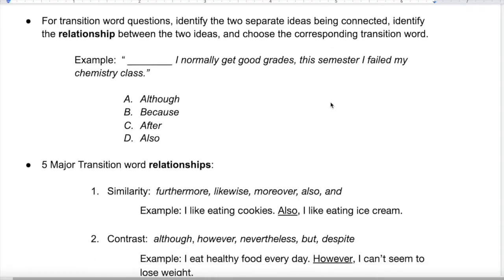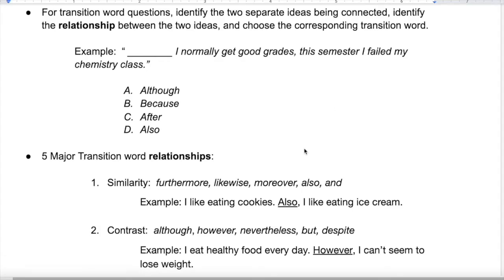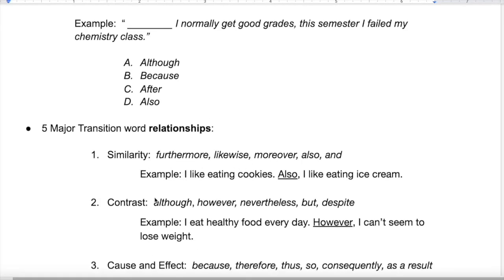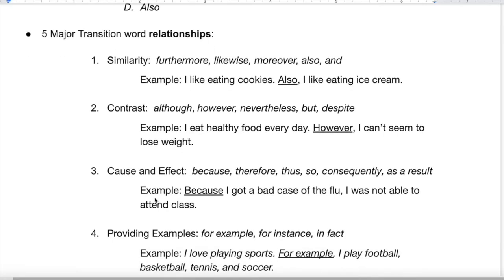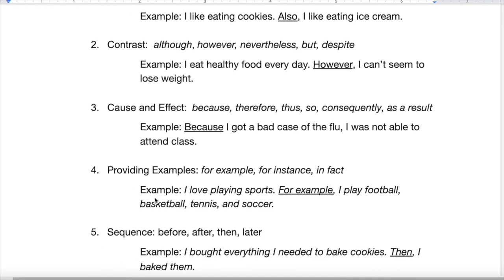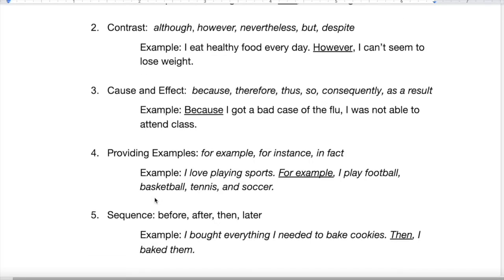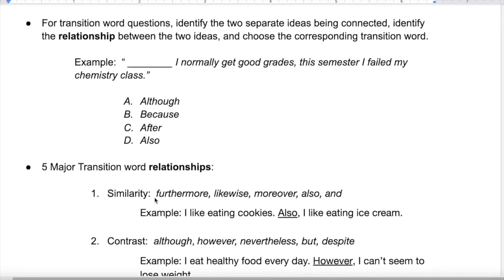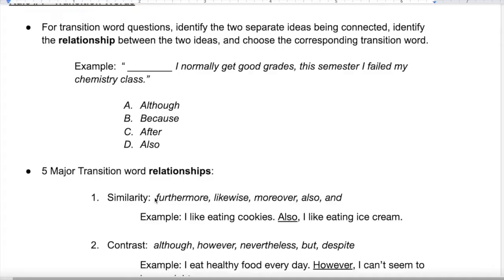Here are the 5 relationships. I'm going to go over these real briefly. We'll study them in more detail in just a minute. But the 5 main relationships are similarity, contrast, cause and effect, that is the first thing causing the second thing, providing examples, and then sequence. But let's see if we can figure out the right answer here together. Let's plug them in right now and see what makes the most sense and really clarifies that contrast relationship.